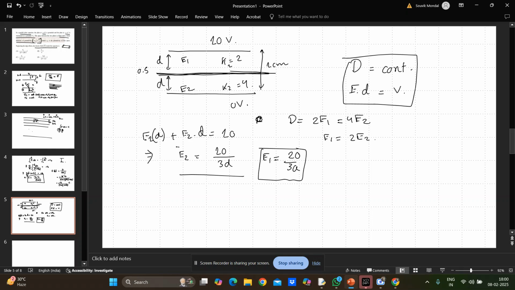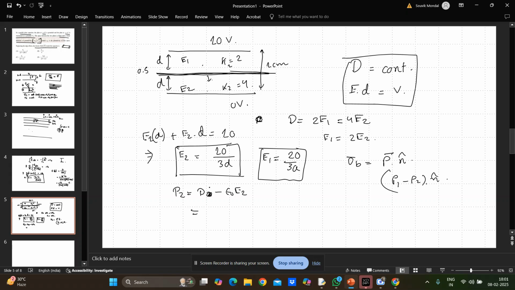Now your job is not finished. You have to calculate the bound charge density, that means sigma bound. What is sigma bound? It is P dot n, where n cap is the normal. That means you have to calculate P1 and P2, that is (P1 minus P2) dot n. So what is your P2? P2 is equal to D2 minus epsilon naught E2, right? Now D is constant, so D2 and D1 are the same.